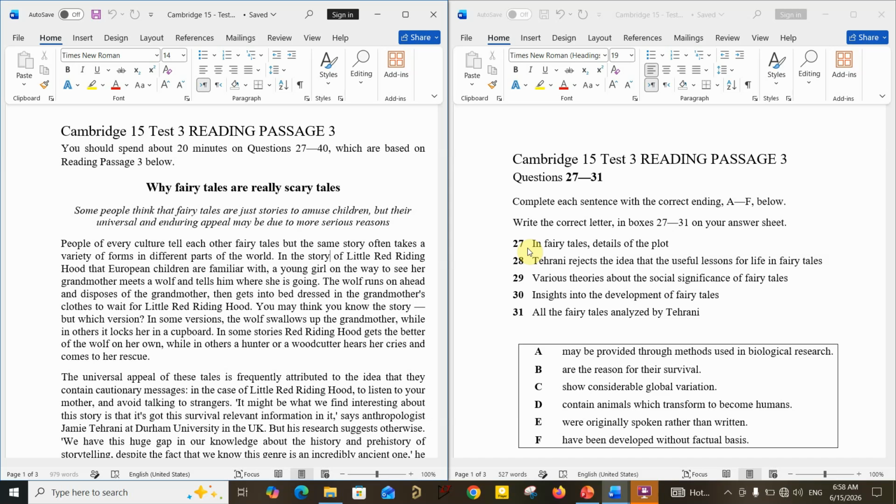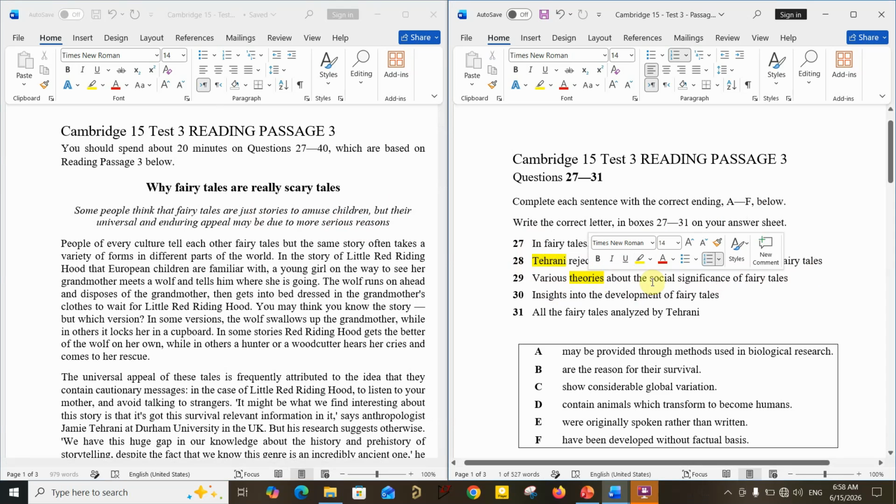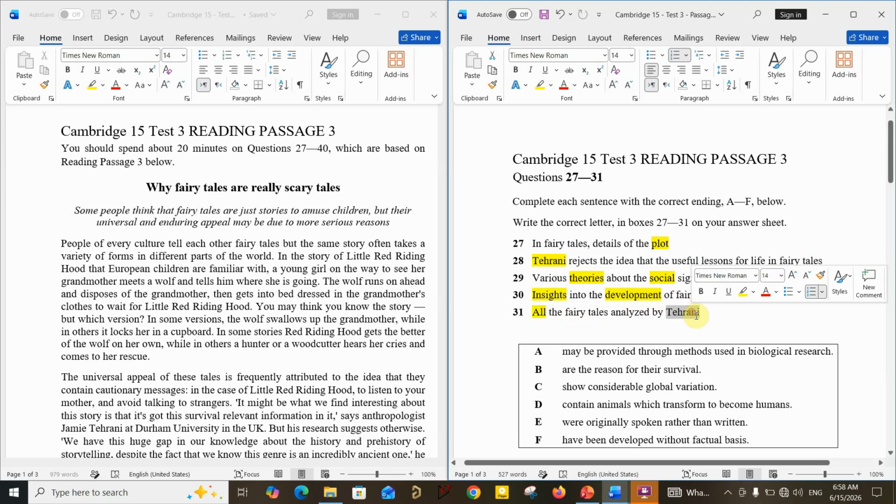So, first question. In fairy tales, details of the plot. So all the passage is about fairy tales. Maybe plot is a good idea to find it. And the next question, Tehrani rejects the idea that the useful lessons for life in fairy tales. Various theories about social significance of fairy tales. Insights into the development of fairy tales. All the fairy tales analyzed by Tehrani. So these are the questions.